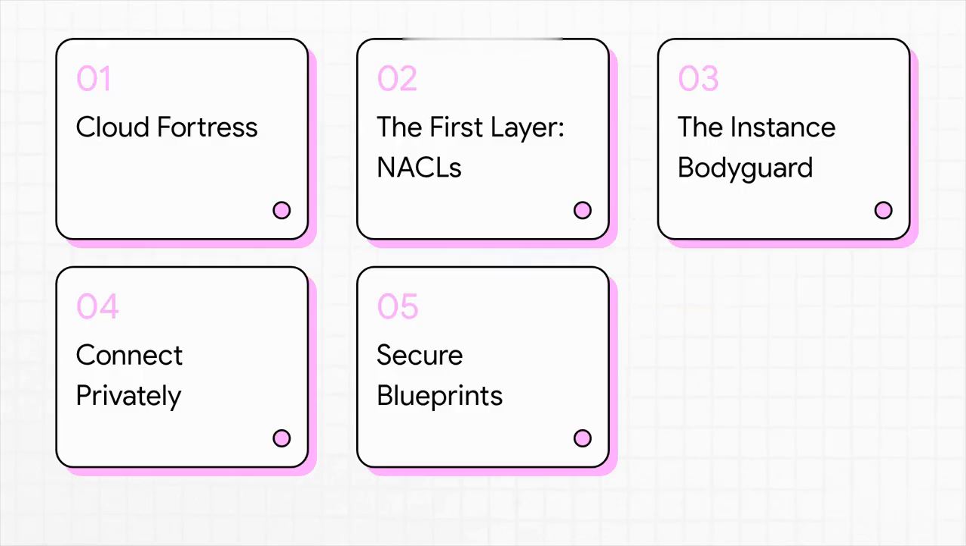So here's our game plan. We'll kick things off with the first layers of defense, that's NACLs and security groups. Then we'll figure out how to connect services privately without ever touching the public internet. And finally, we'll put all these tools together into some really powerful, secure design blueprints.